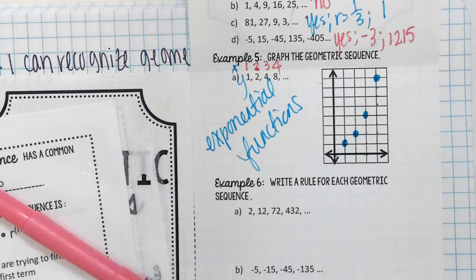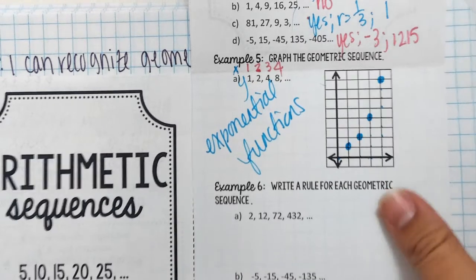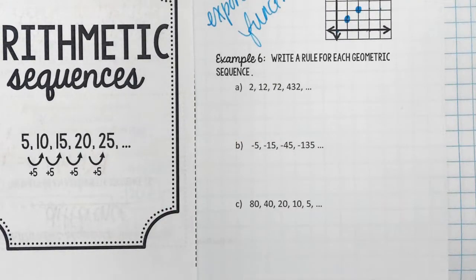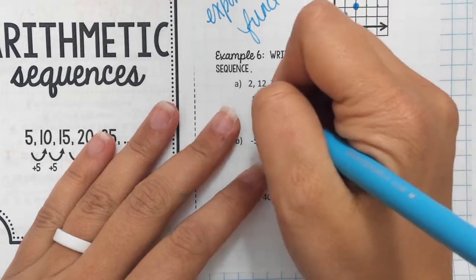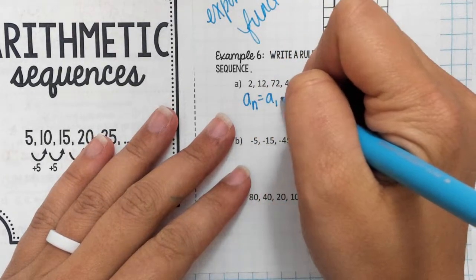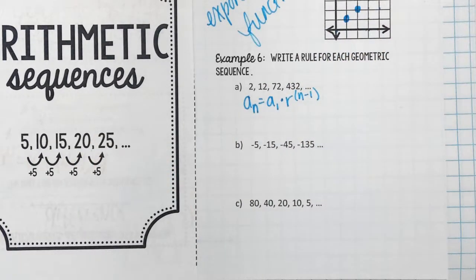Okay, so on the bottom, we're going to practice writing the rule, and then we're going to plug in and practice finding the next number. So, remember, when we're plugging into the rule, we're plugging it into that top thing that we wrote down. And in case you can't look at the top of your paper and see what it is, it's a sub n equals a sub 1 times r to the n minus 1.